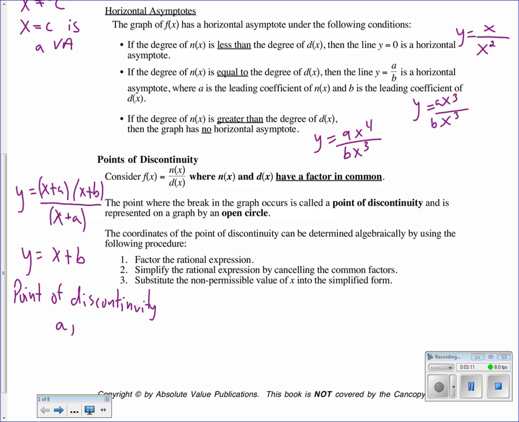So you've got to plug in the value into the equation, and then you get a plus a times a plus b, divided by a plus a, to see what that point of discontinuity is. We're going to get a lot of practice in this exercise, so turn the page over.